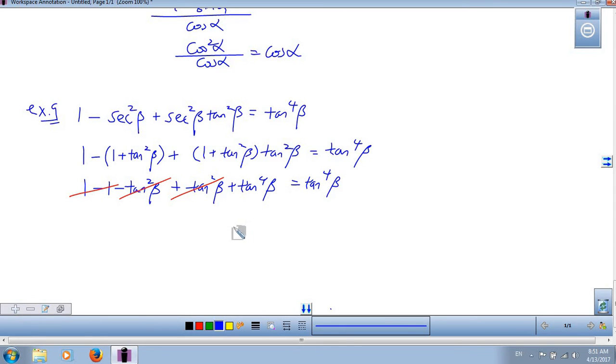So this one is actually quite easy. You just need to open up the parentheses, use Pythagorean identities, convert secant squared beta to 1 plus tangent squared beta, and then open up the parentheses. Alright, I think that's enough for today.